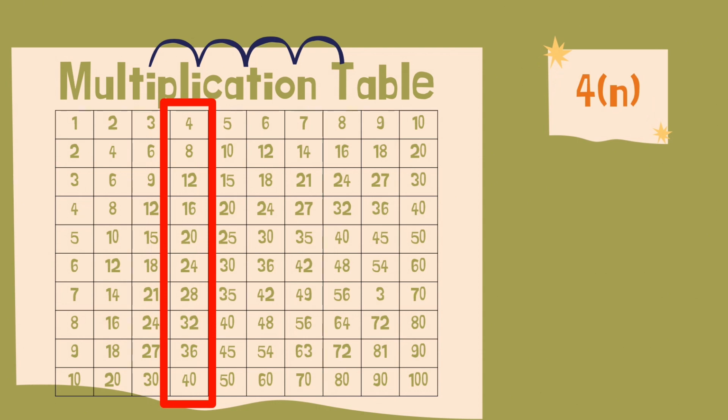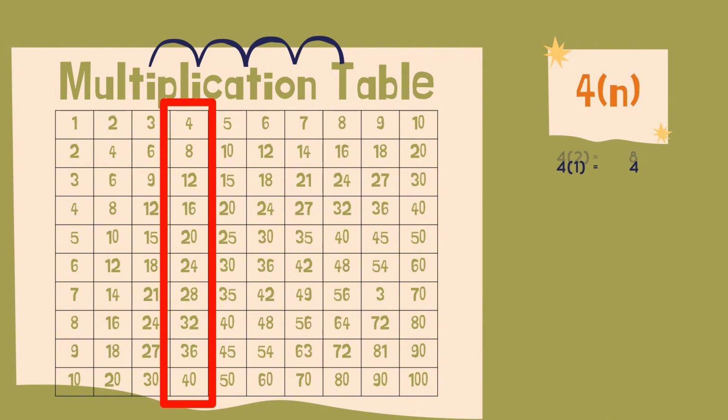How about if that is 4, 8, 12, 16, 20, 24, 28, 32, 36, 40? This time, in the sequence, the pattern is it adds 4. So therefore, we are going to use the nth rule 4 times n. So let's change n with the position.